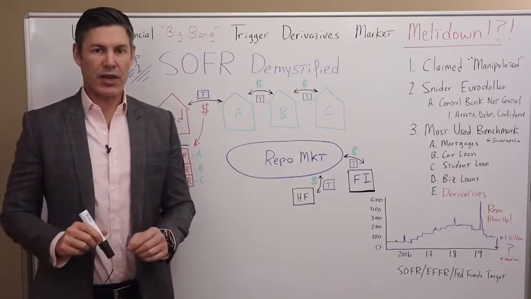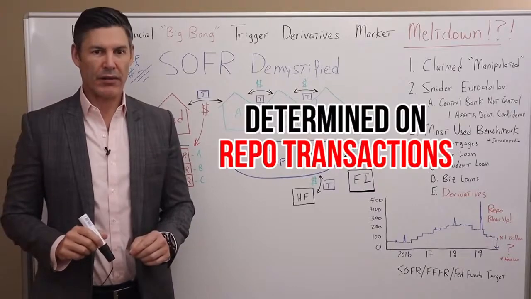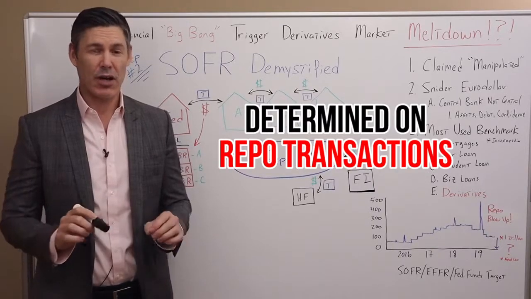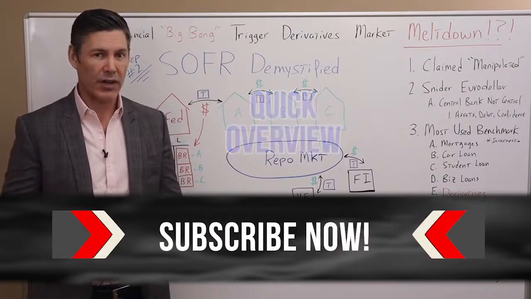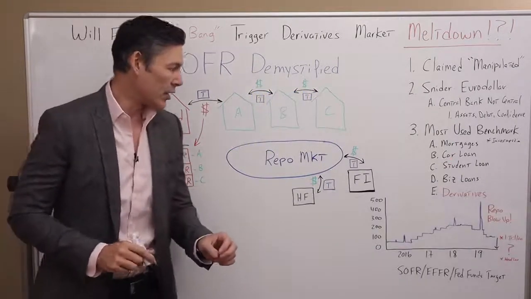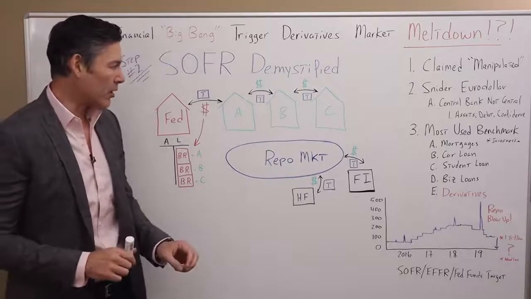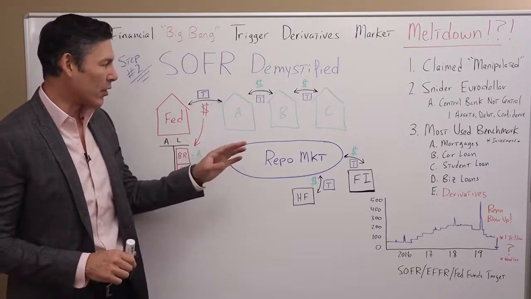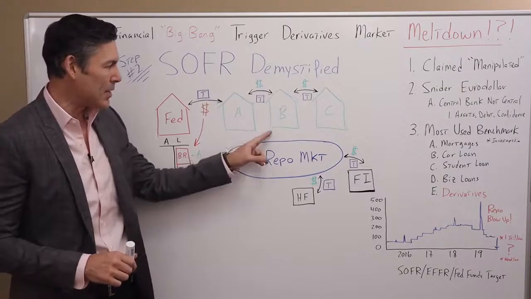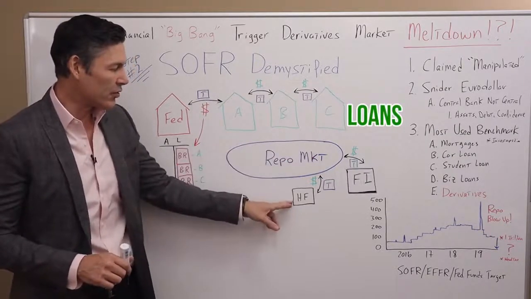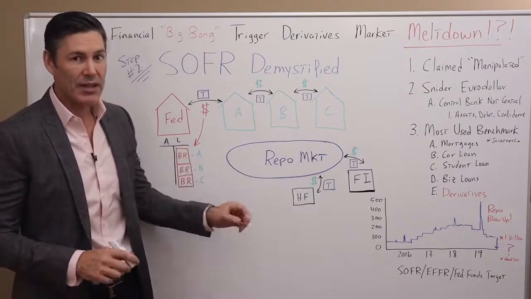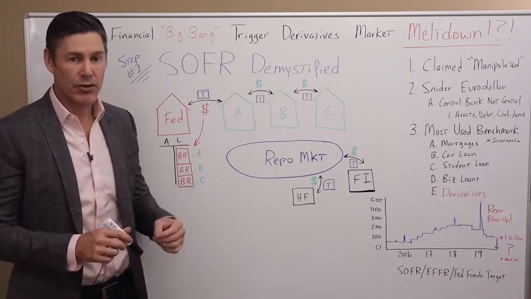So this is an interest rate determined on repo transactions. And I've done a ton of videos on the repo market, but let's just go over a quick overview so we understand how they're getting this rate. Usually what happens in the repo market are the primary dealer banks or other commercial banks, we'll call them A, B, and C. They issue loans to financial institutions and hedge funds that need money for a certain term.